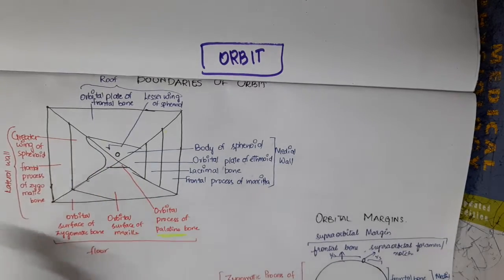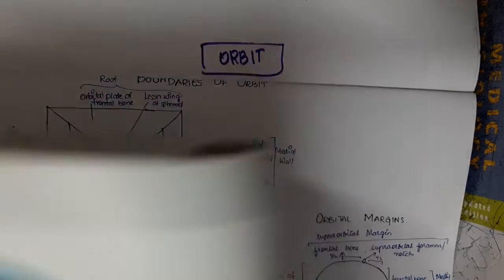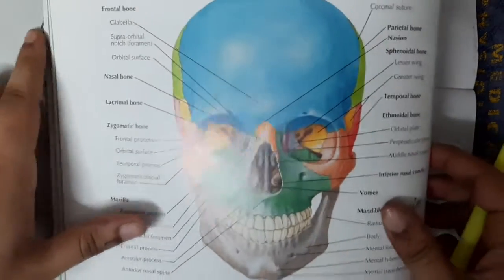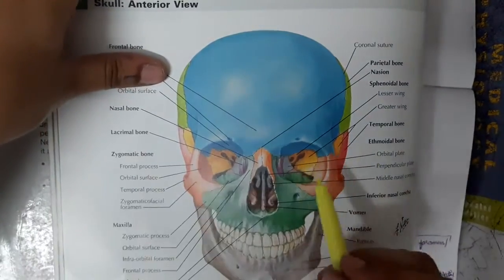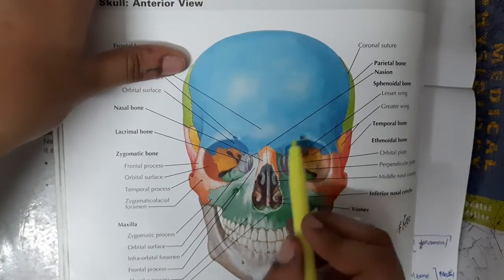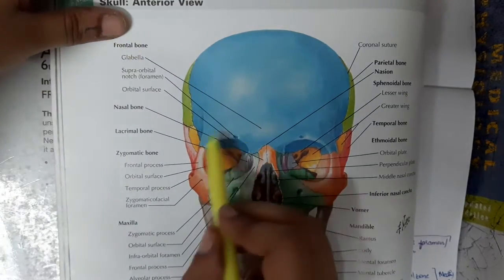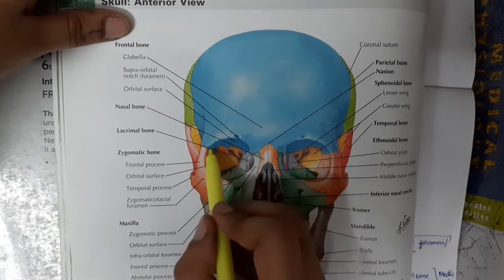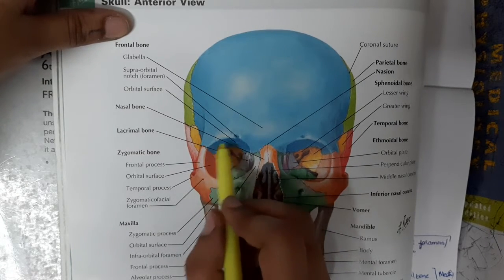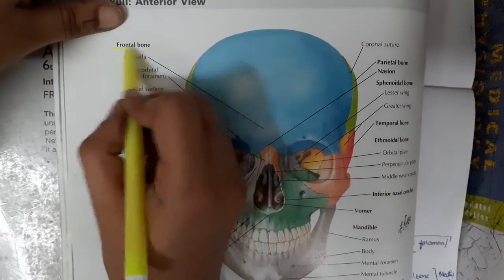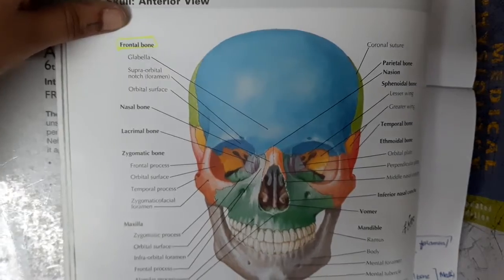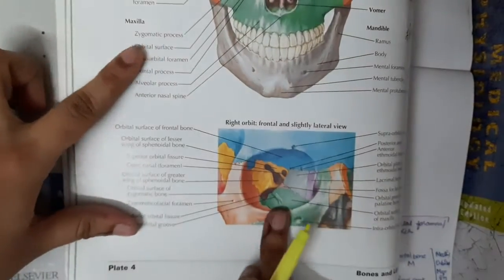The same diagram, if you see in the actual skull, it is from Netter's. Here if you see this closely, we will select one orbit. This is the frontal bone which is forming the roof. In the roof, first you have the frontal bone. This part will be better.